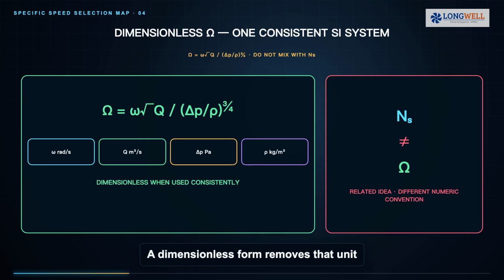A dimensionless form removes that unit dependence: omega sub s equals angular speed omega times the square root of Q, divided by delta P over rho, raised to the 3/4 power. Omega needs radians per second, cubic meters per second, pascals, and kilograms per cubic meter in one consistent SI calculation. Dimensional n sub s and dimensionless omega sub s are related ideas, not interchangeable numbers. Label the symbol and convention on every chart.